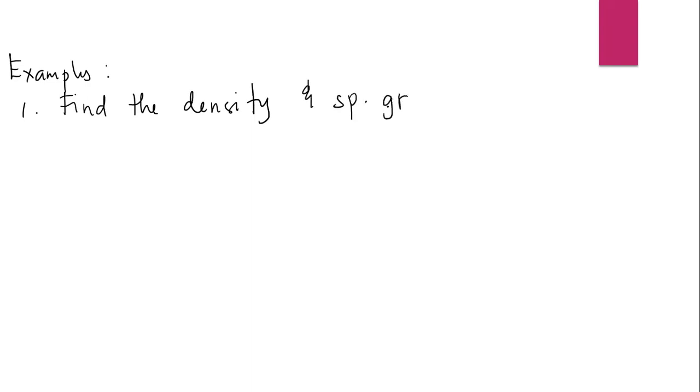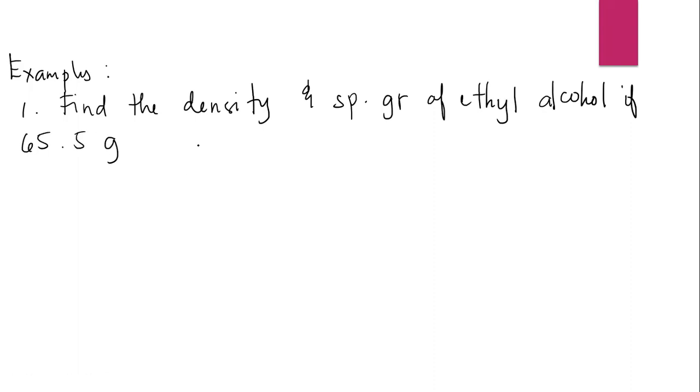Okay, examples. For number 1, find the density and specific gravity of ethyl alcohol if 65.5 grams occupies 85 milliliter.